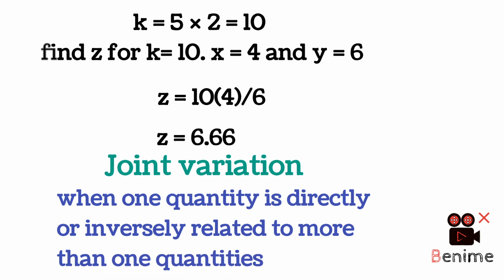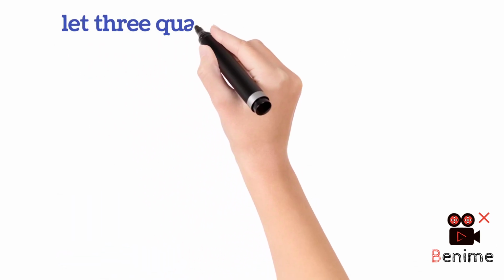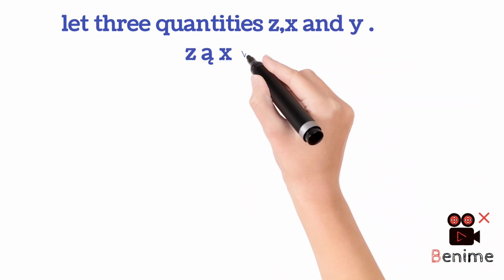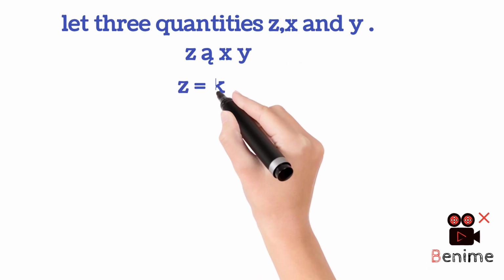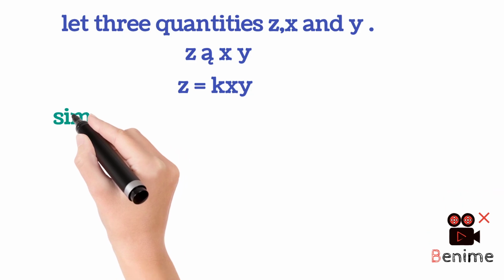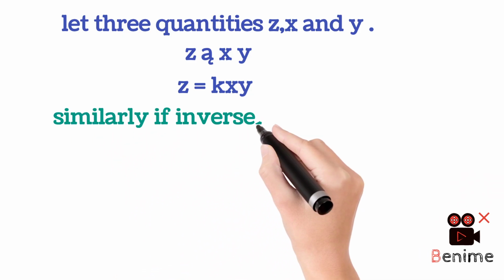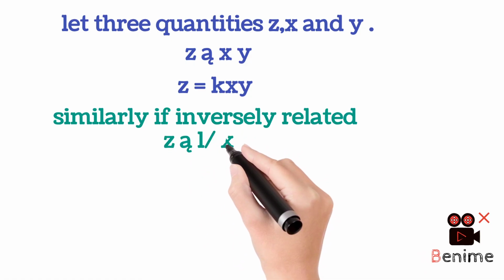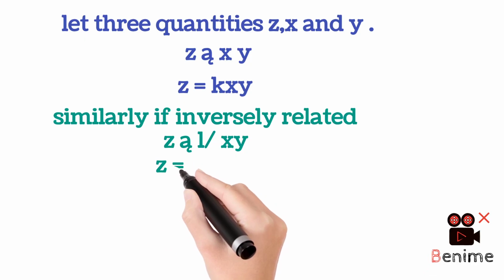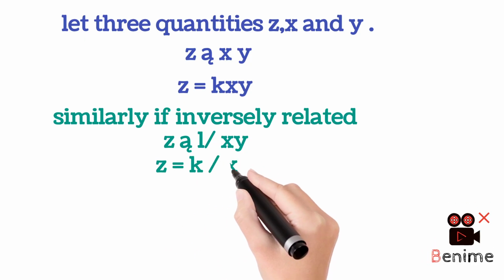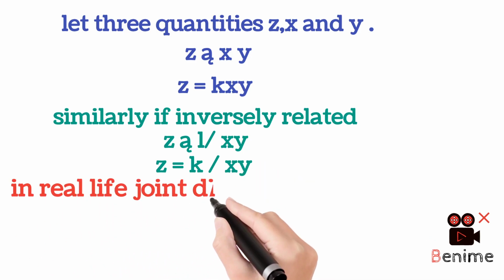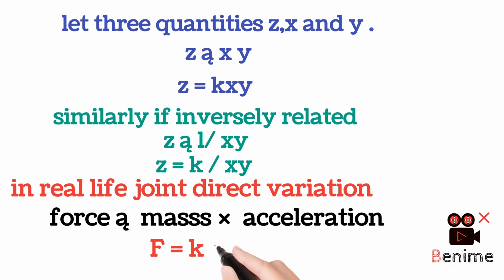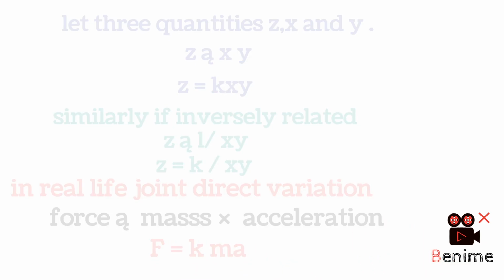When one quantity is directly or inversely related to more than one quantity, then the variation is called joint variation. Let three quantities z, x and y be directly related, then we write z directly proportional to xy and z is equal to kxy. Similarly, for inversely related quantities, we write z inversely proportional to 1 over xy and z is equal to k by xy.